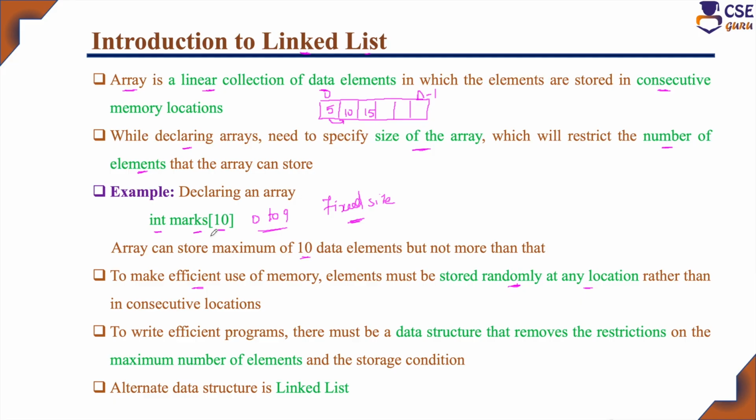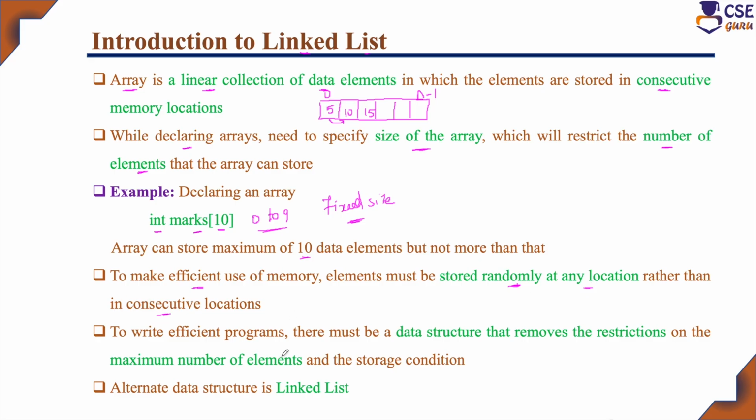Consecutively, wherever a total of 10 memory locations are free. If it is integer, that is 2 bytes each, so 10 memory locations means a total of 20 consecutive bytes of memory is required to store the array. That is the main restriction. Here you need to allocate 20 bytes of memory sequentially. So that is the drawback, and this restriction should be removed, so that elements can be stored randomly at any memory location rather than in consecutive memory locations.